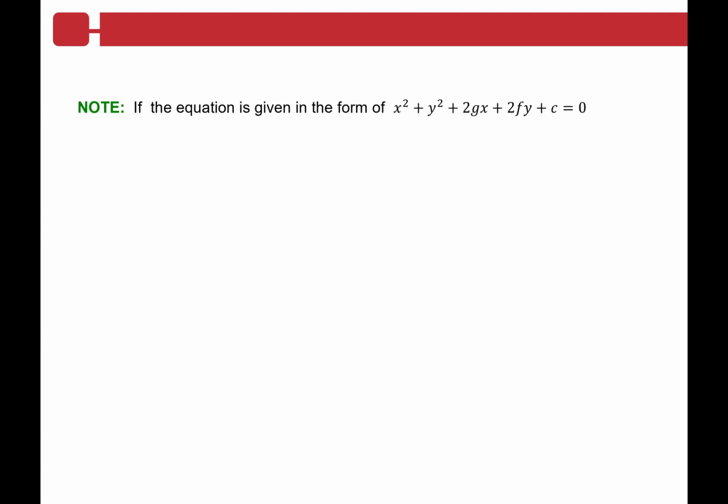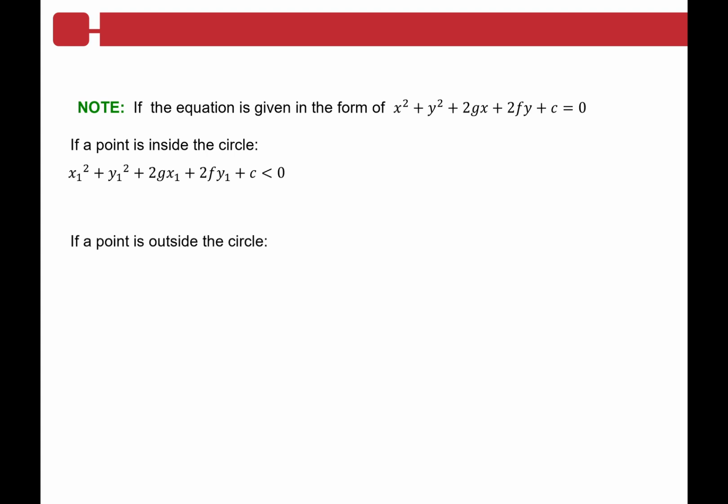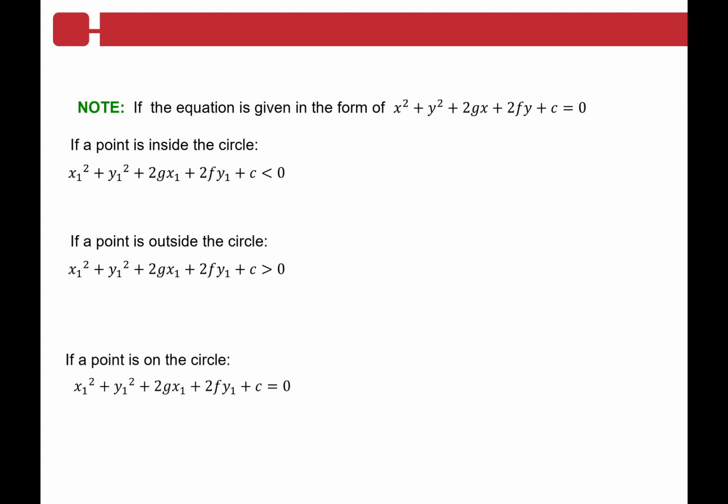Note that if you're given the equation in the form x squared plus y squared plus 2gx plus 2fy plus c, the point is in the circle when your equation is less than 0. The point is outside the circle if your equation is greater than 0. And the point is on the circle if your equation is equal to 0. Please pause and take note of this.